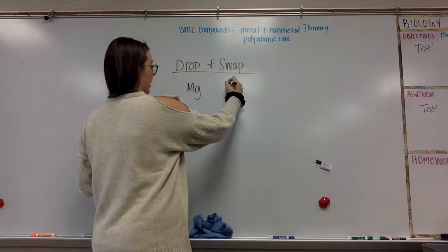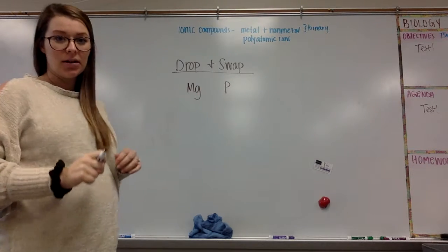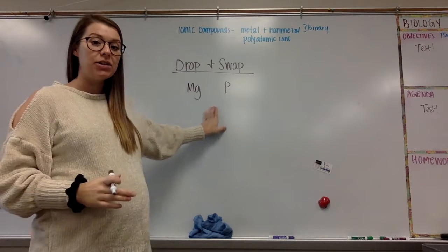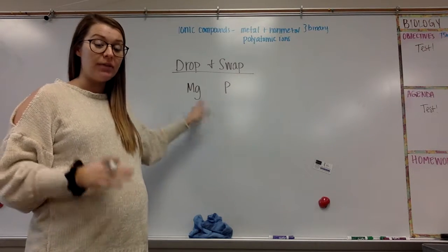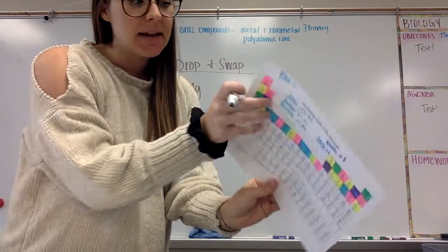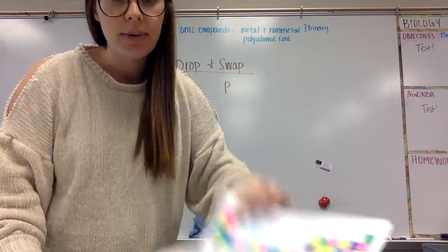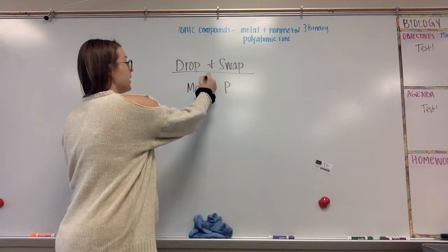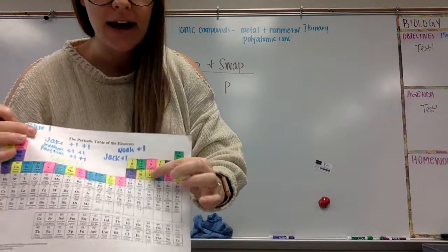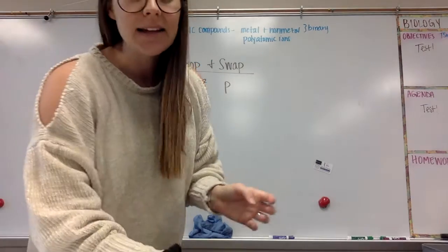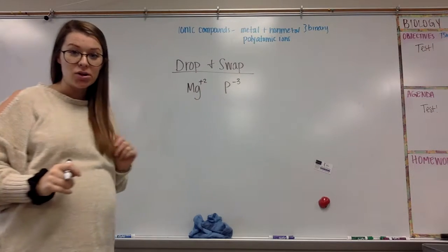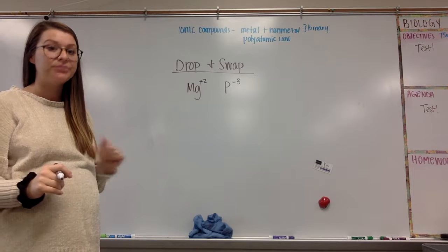All right, so let's say I give you magnesium and phosphorus, okay? In order to predict what the formula for these two will be if they form an ionic bond, we're going to find the charge of each one of them. Magnesium is in group 2 on the periodic table. That means it has a +2 charge. Phosphorus is in group 5 on the periodic table. That means it has a -3 charge. Okay, this is step 1 to writing the formula for this compound.